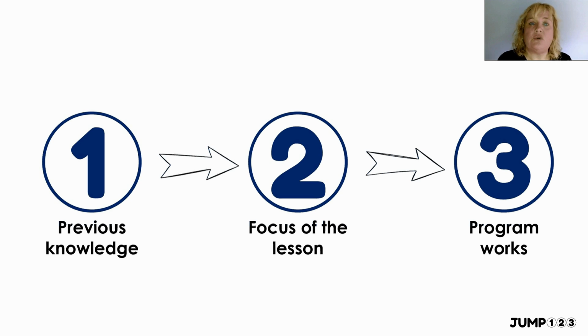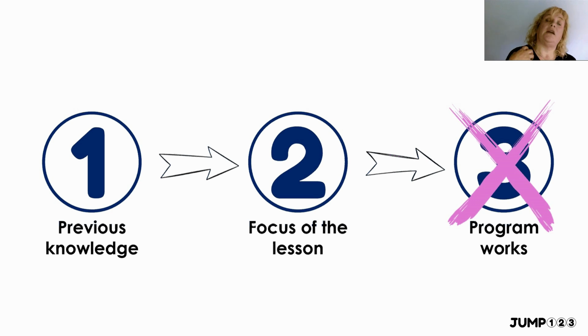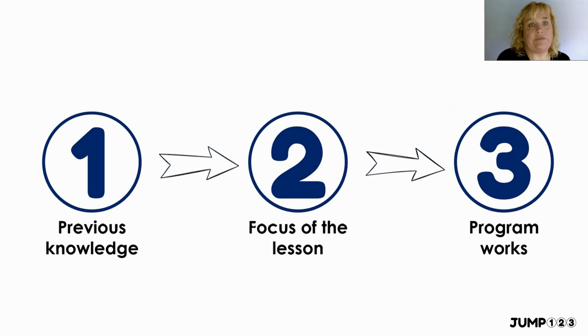So if they've got 1 and 2, they could score 3. If they've only got 1 and they haven't got 2, they can't score 3. So if they don't get the program working, then the highest mark they can get, if they've got 1 and 2 correct, is 2.